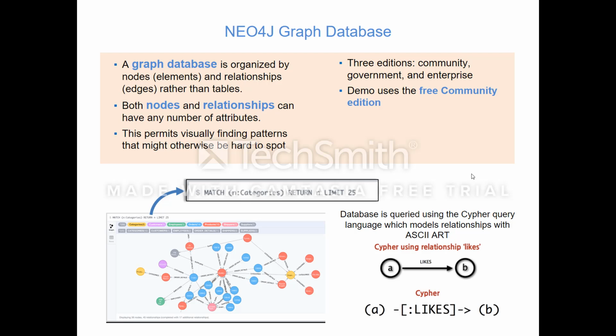There's nodes and edges, and the edges are labeled as to what their function is and what their direction is. So this permits visually finding patterns that might otherwise be hard to spot. Neo4j has three different editions: the Community, Government, and Enterprise edition. So this demo uses the free Community edition. And it will also rely on Neo4j's Cypher query language, which enables us to model in kind of an ASCII art format how to match different patterns in the database, such as whether node A likes node B, as shown in the example below.